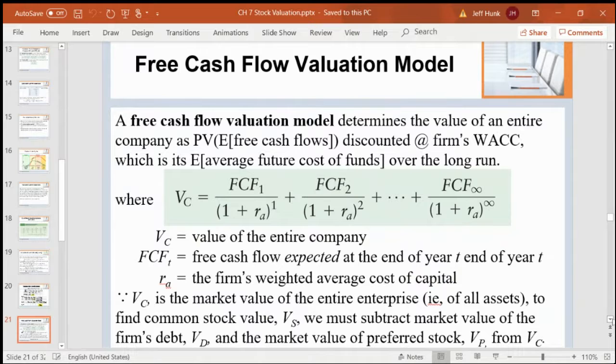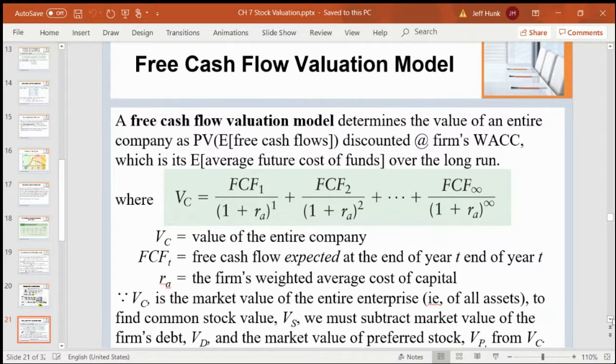Free cash flow. Now, what is free cash flow? First of all, we've been assuming dividend is the cash flow, in the case of stock. But then think about it. The stock valuation models are called, I told you, DDM, the dividend discount model.